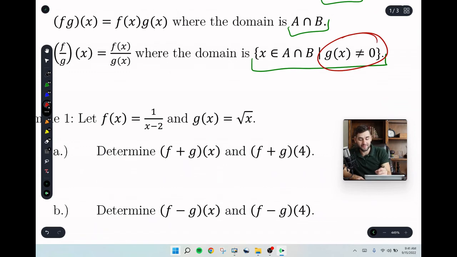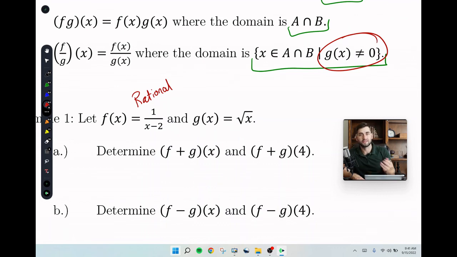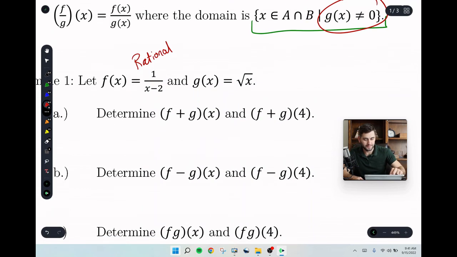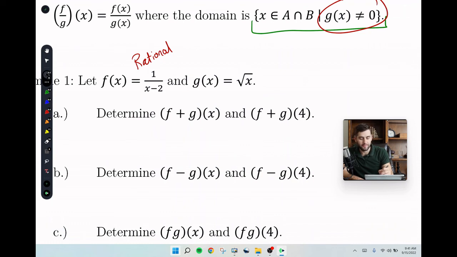Let f be this function. Remember, that's called a rational because there's an x on the bottom. Just a review. And let g be this function. That's the square root function, which is the top half of an inverted or an inverse parabola. So let's see. Determine f plus g of x. That's a way to read that if you want to read it. f plus g of x.